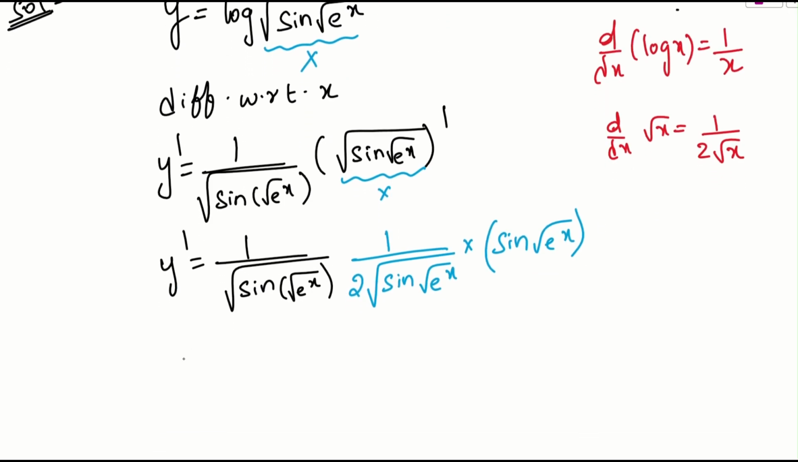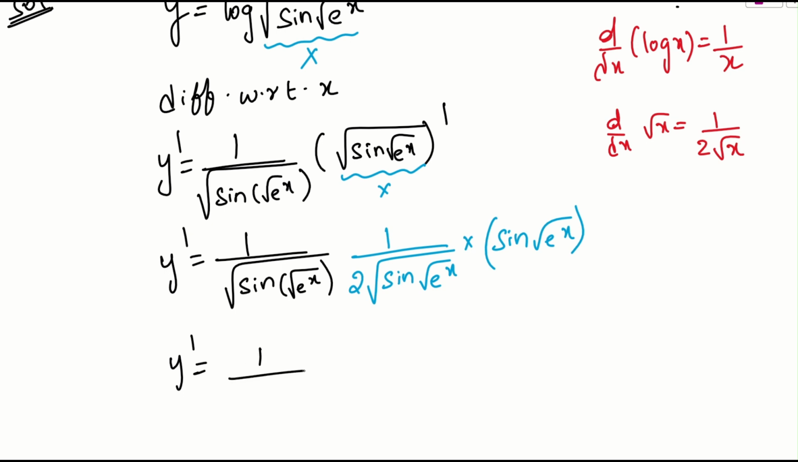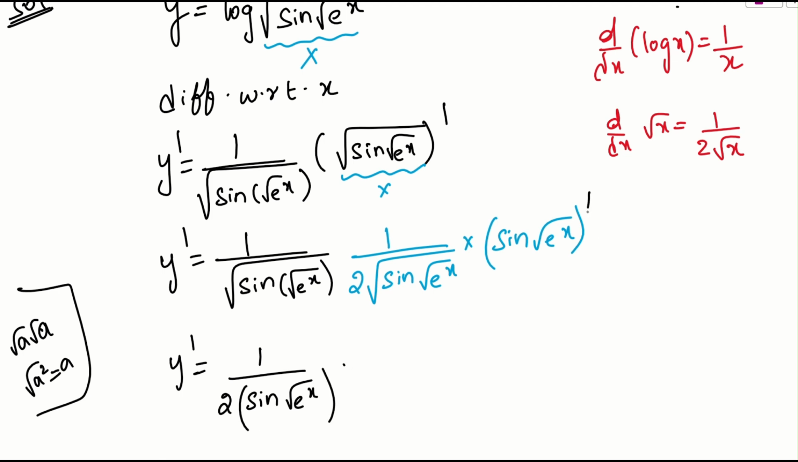y dash is equal to 1 by, okay, 2 will be outside. This is in the form of root a. What is root a into root a? Root a squared, which is nothing but a. I will be applying the same formula here, so the square root will get cancelled. We will be getting sine of root e power of x. Is it okay? Yes. Into this, we need to apply the derivative.